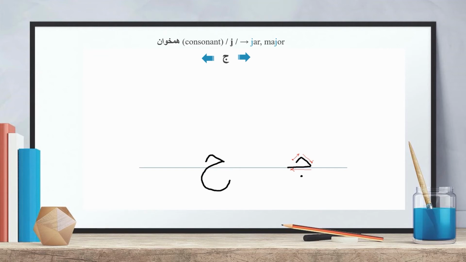And like this. And we put the dot in the middle. J. So I show you once more. The beginning part here. We go upward, then we change the direction to the right. Then here we make something like half of a circle with a dot in it. And pay attention, J, like many other letters, can be connected to the previous and to the following letters.